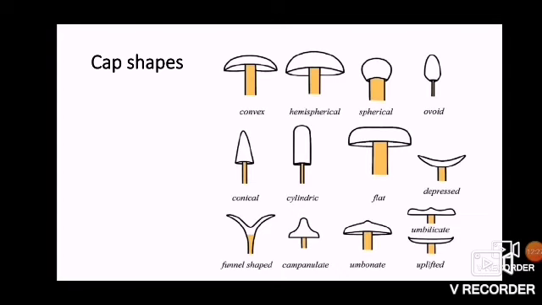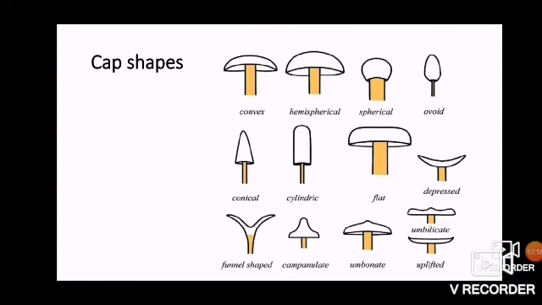Depressed: often mushrooms, again, later in life will end up depressed. They'll go from a convex to a depressed state where it has like that dip in the middle. If it's really exaggerated, it will become funnel shaped. That looks almost like a vase or a funnel. Funnel mushrooms are probably the best example, obviously, of the funnel shape.